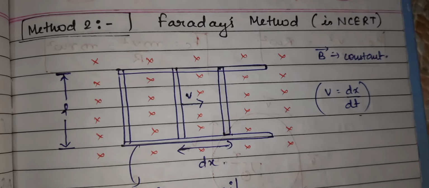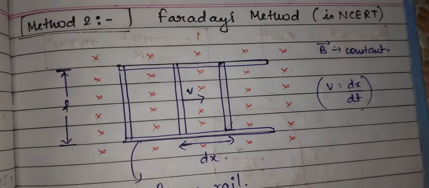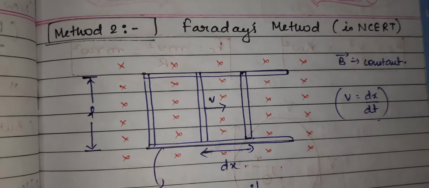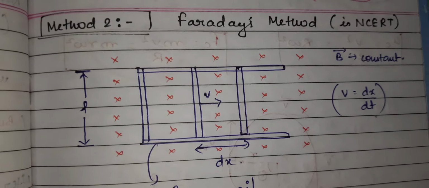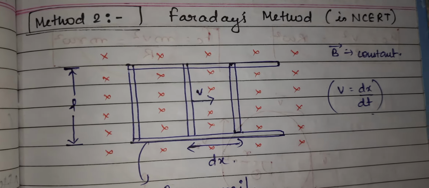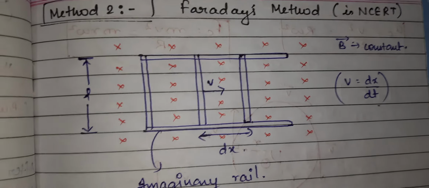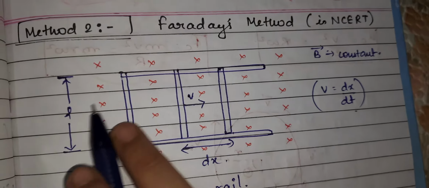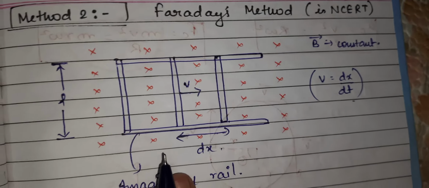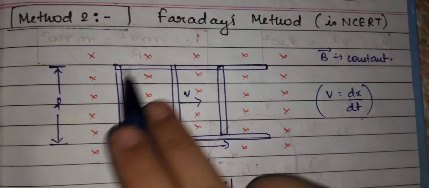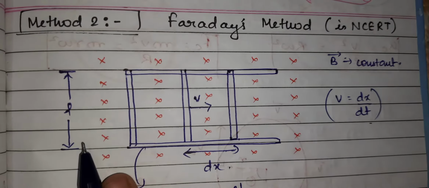This is given in the NCERT, and the concept will explain how the conductor can behave like a battery, or in what conditions a conductor can behave like a battery if it is present in the magnetic field lines. Here you can see I have drawn a constant magnetic field which is going inside the copy, and we have taken a railing and a conductor of length L.